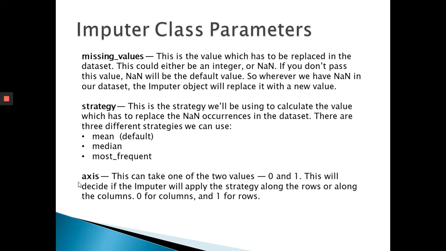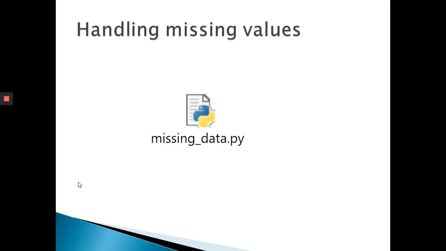There are basically three different strategies we can use. First is mean, which is the default one, then the median, or the most frequent value. The third parameter is the axis. This can take one of two values, either 0 or 1. This will decide if the imputer will apply the strategy along the rows or along the columns. 0 means columns and 1 means rows. And this is the Python code for handling missing values.